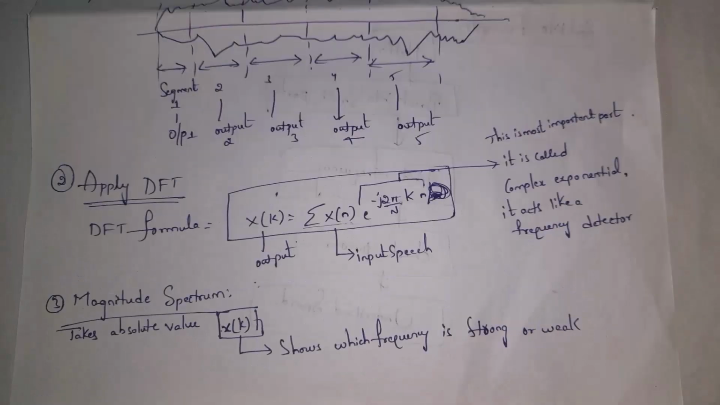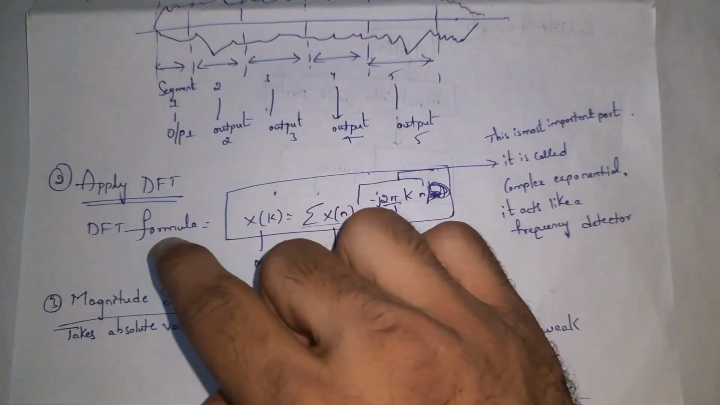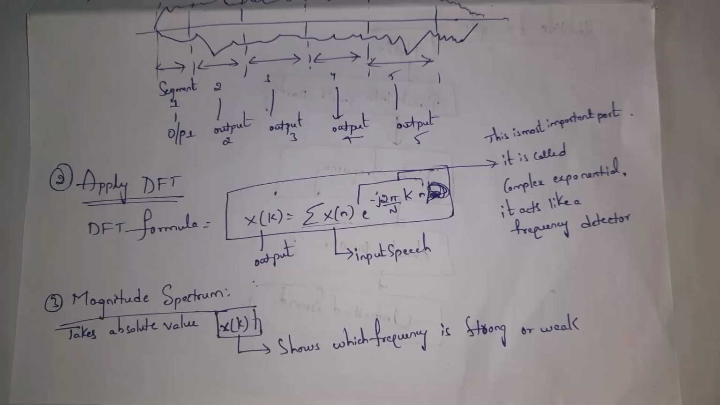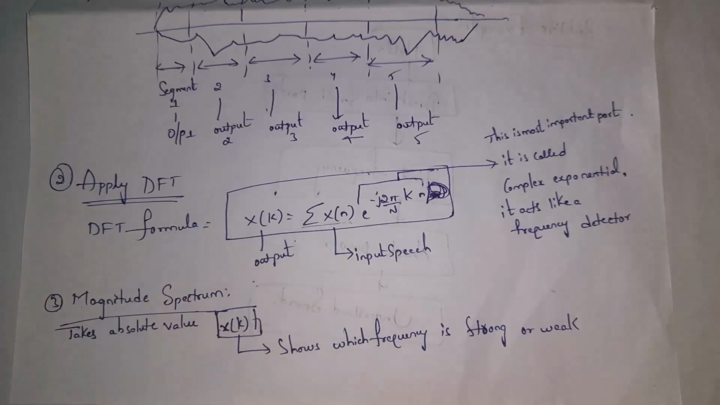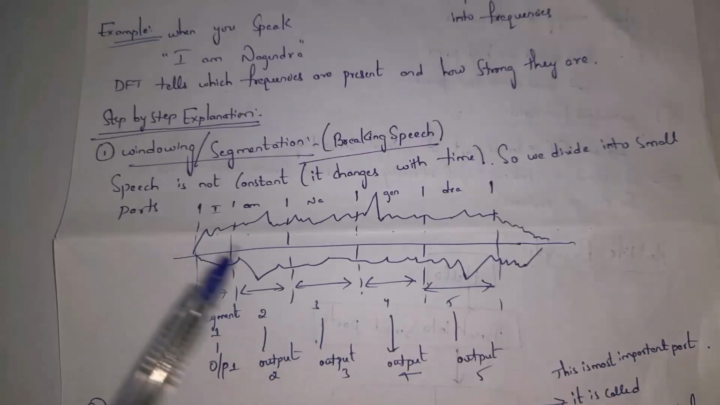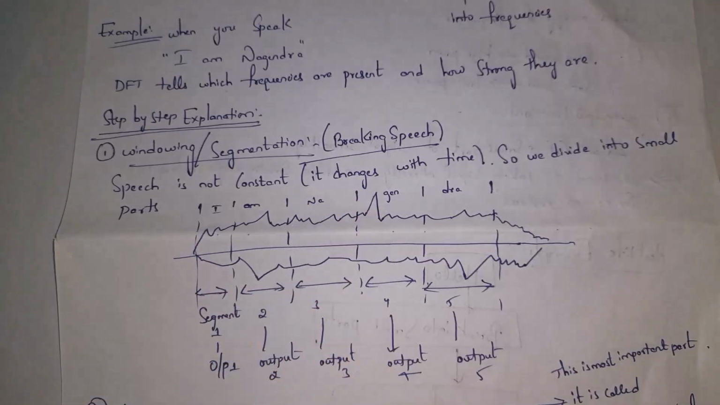And there is the magnitude spectrum, which will show how much energy is present in each frequency. After converting our speech into frequency, the magnitude spectrum will show whether that frequency is strong or weak by taking the absolute value of X of k. Whenever you speak "I am Nagendra," some frequencies are strong and some are weak, which can be identified by using the magnitude spectrum.